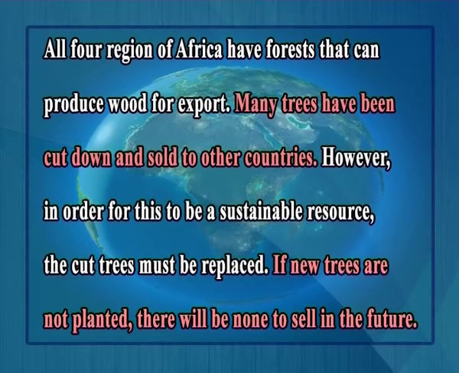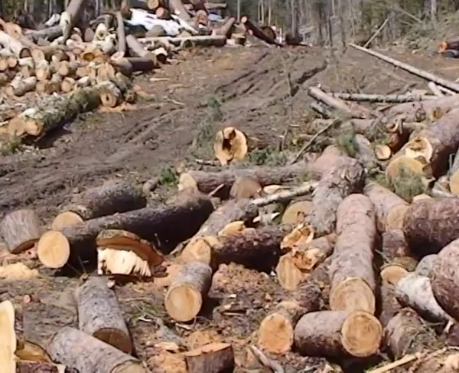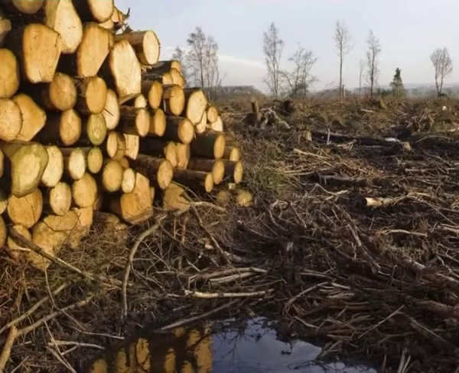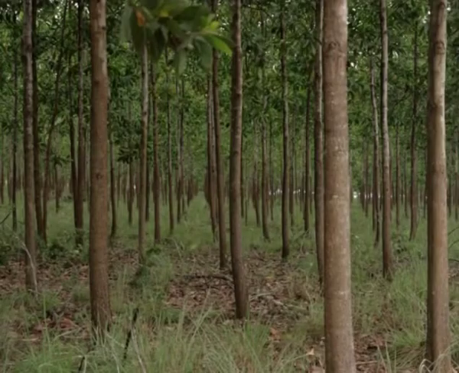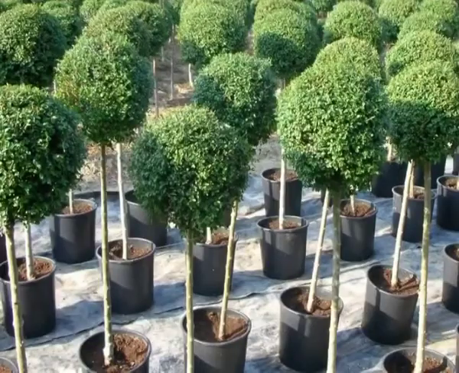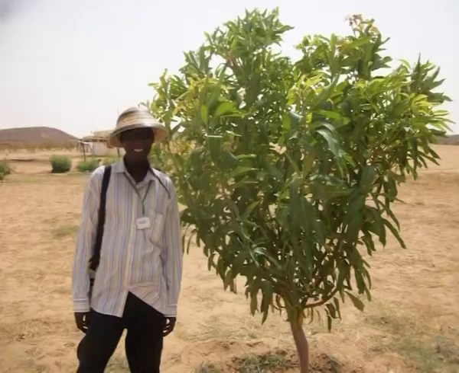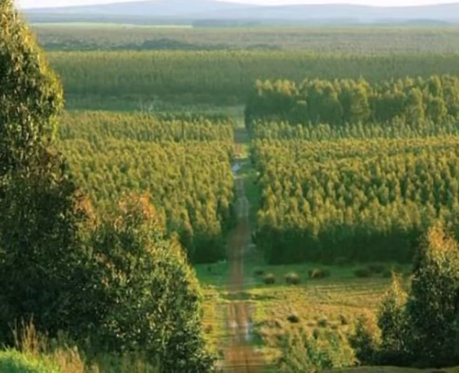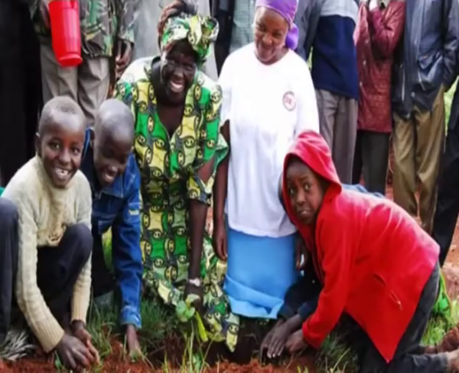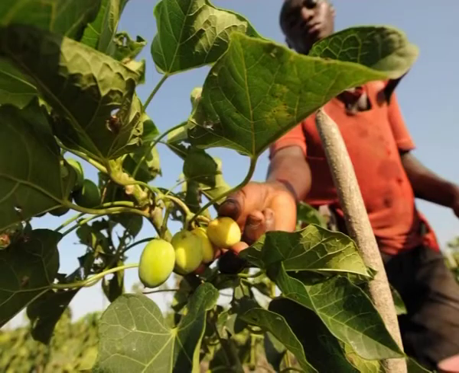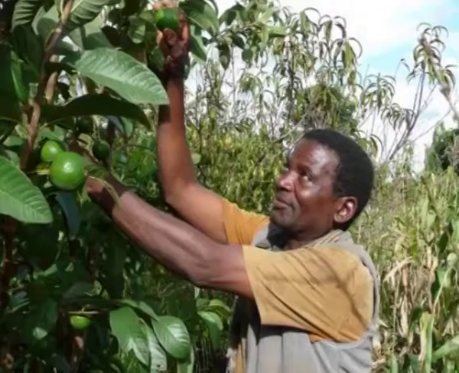All four regions of Africa have forests that can produce wood for export. Many trees have been cut down and sold to other countries. However, in order for this to be a sustainable resource, the cut trees must be replaced. If new trees are not planted, there will be none to sell in the future. African nations are starting to see the value of planting trees and guarding other resources so that they are available for future generations.